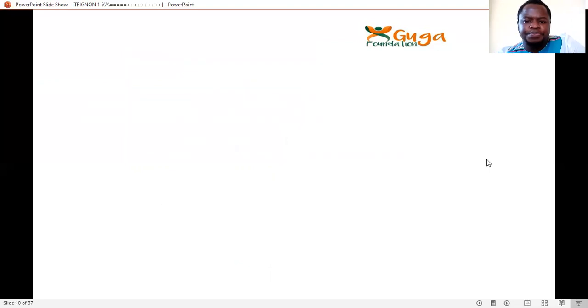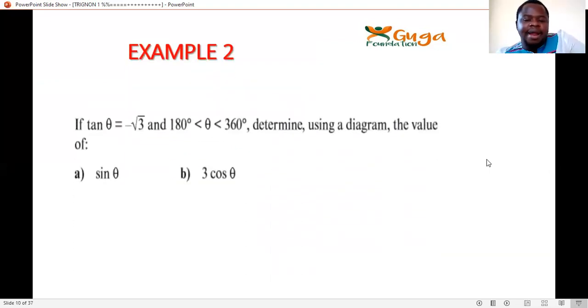Now let's look at example number 2. If tan theta is equal to negative root of 3 and 180 is less than theta, theta less than 360, determine using a diagram the value of sin theta and 3 cos theta. You have to know that tan theta is equal to opposite over adjacent, here over 1. Tan is negative in the fourth quadrant, so you draw your diagram in the fourth quadrant.